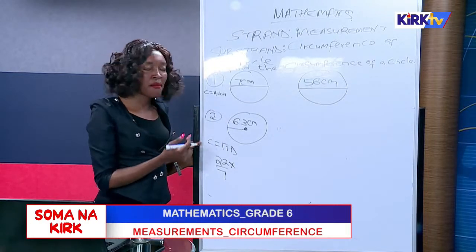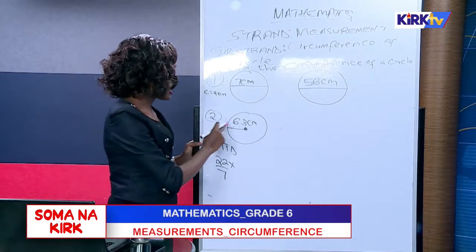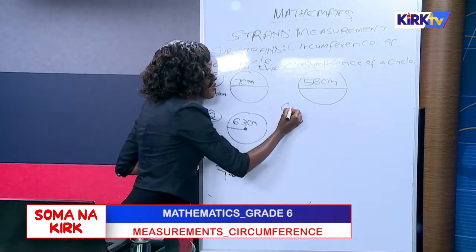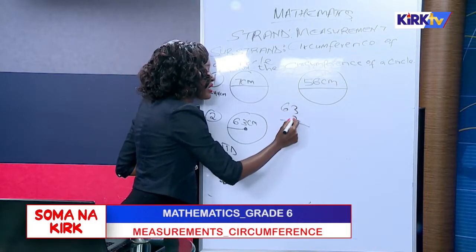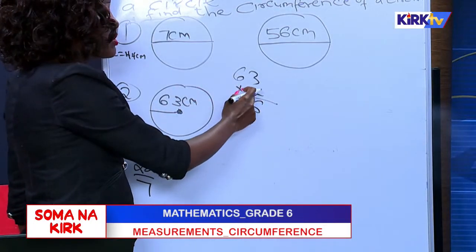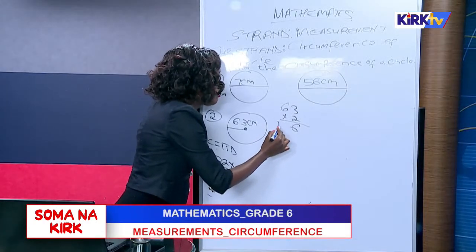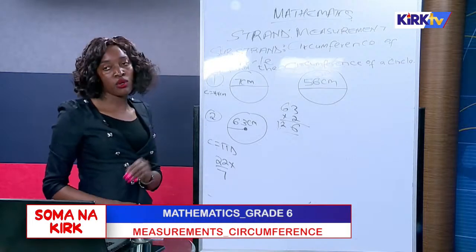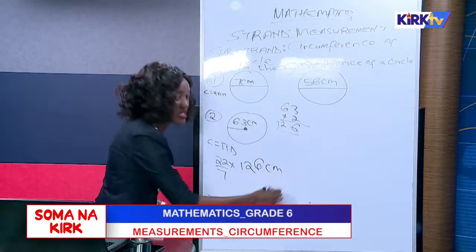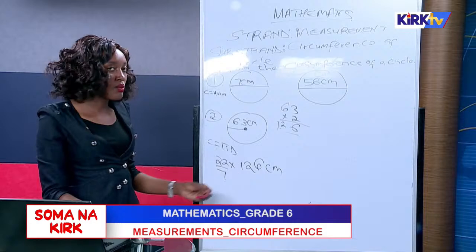To get the diameter, you take the radius and multiply it by 2. In our case, we have 63, and we want to multiply 63 by 2. We start multiplying on the right: 3 times 2 is 6, and then 6 times 2 is 12. So our diameter is going to be 126 centimeters.